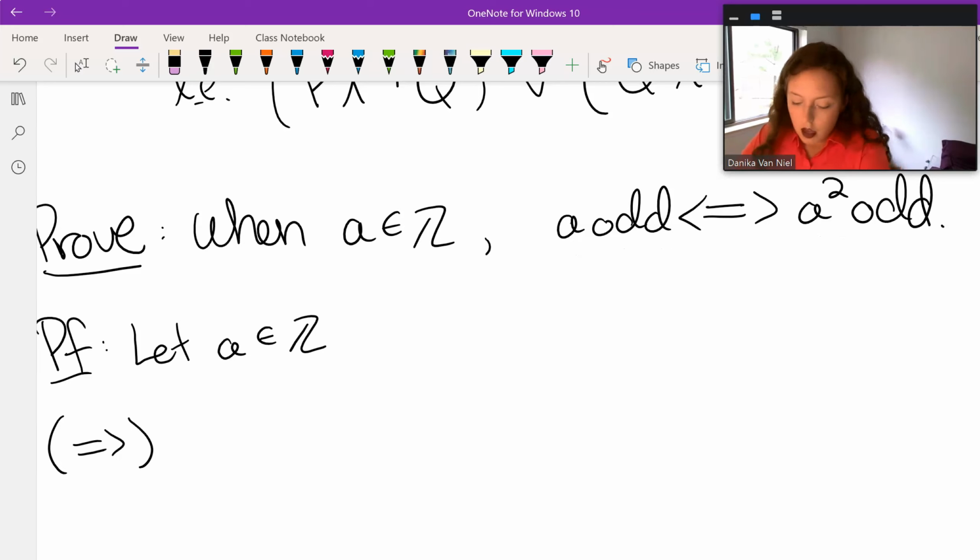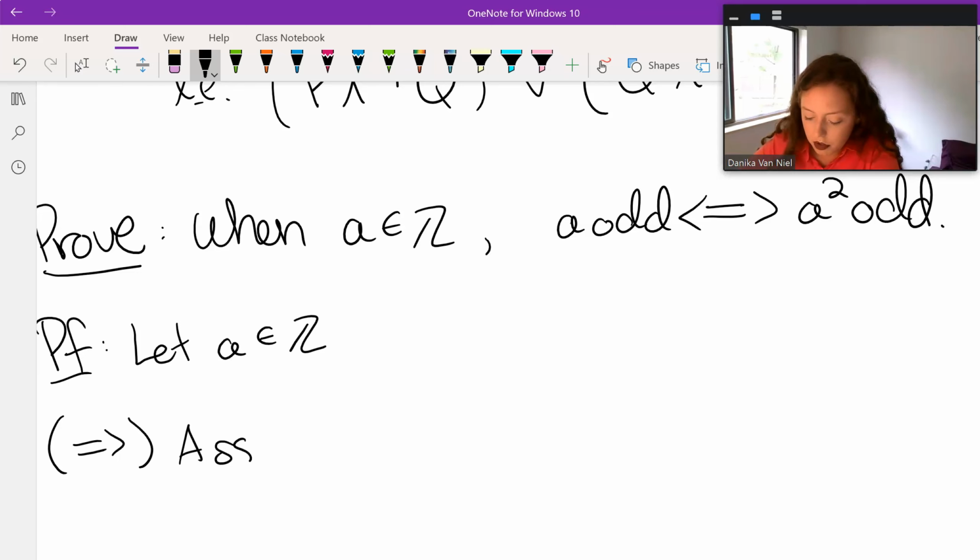Okay? So remember the if-then statements, or the implication statements. If a is even, then that implication statement's true. I don't even care if a squared is even or odd. So who I really care about is when a is odd. Because if a is even, done. Check. So the interesting stuff is when a is odd.